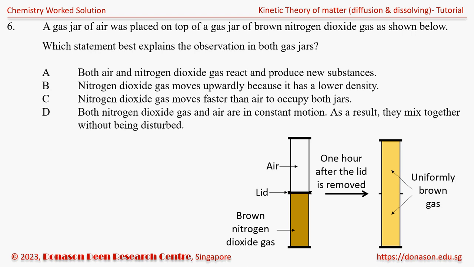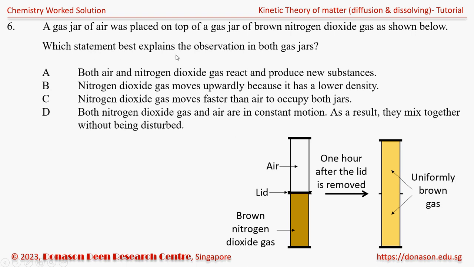A gas jar of air was placed on top of a gas jar of brown nitrogen dioxide gas as shown below. Take a look at the diagram here. So air in the top gas jar and brown color nitrogen dioxide at the bottom jar. The reason why we use nitrogen dioxide gas is because it's brown in color and it is easy to see, and both of them are separated by a lid.